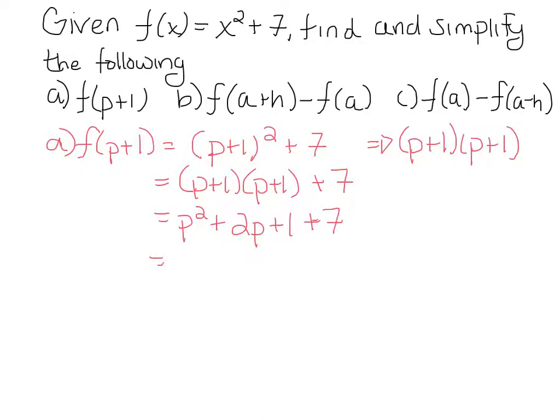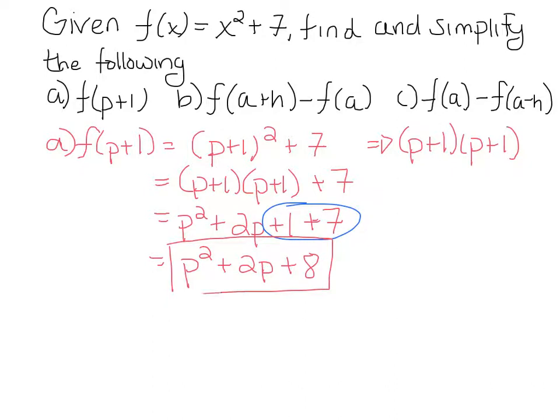The last step that we need to do is combine our like terms. 1 plus 7. And this would be the final answer for this portion of the problem. Now let's look at part B.